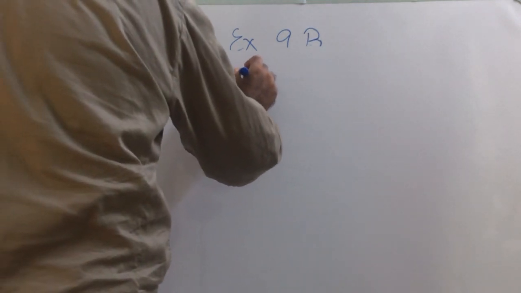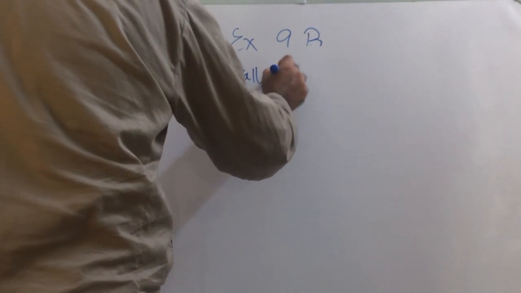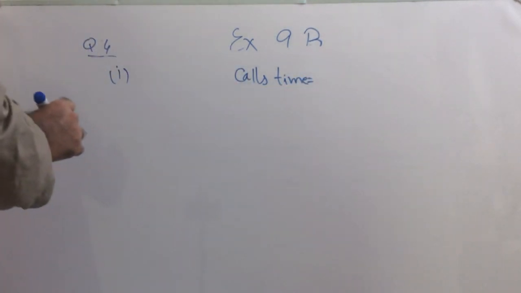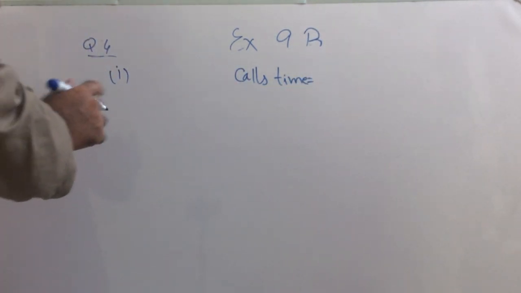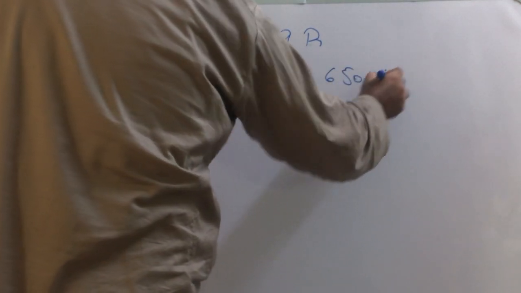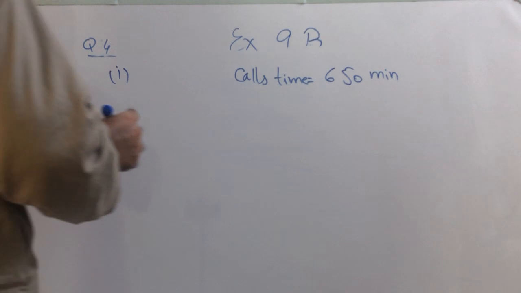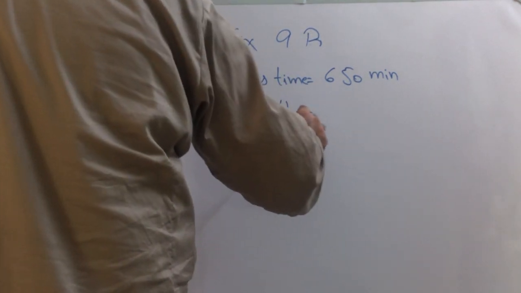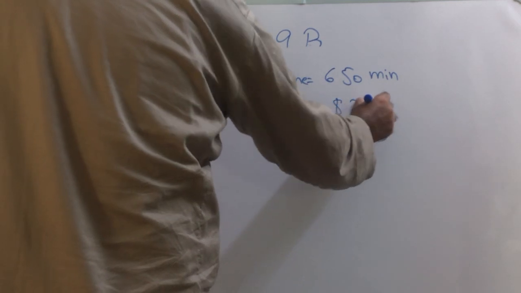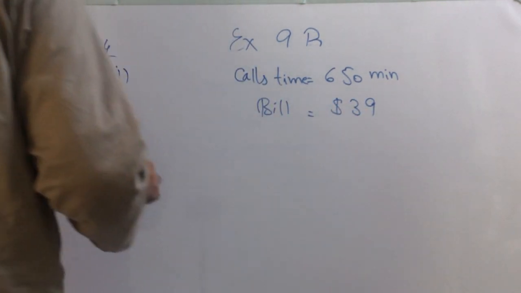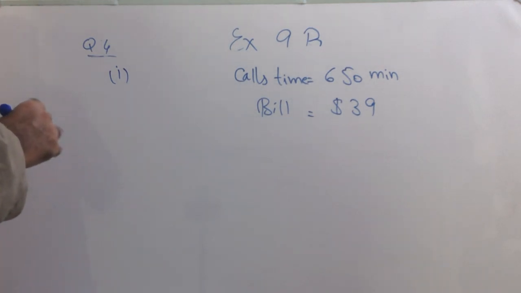So, calls, time is how much? 650 minutes. And the bill he is paying, how much? $39. We need to find, in the first part, the amount he is charged.